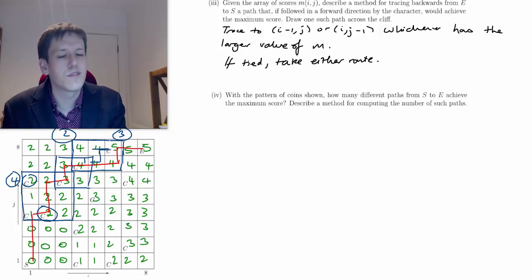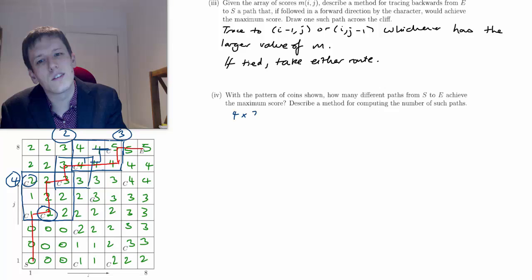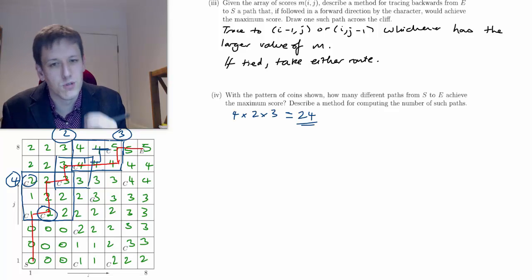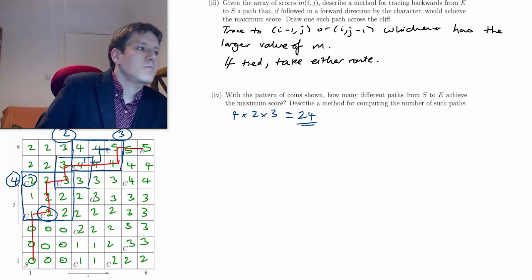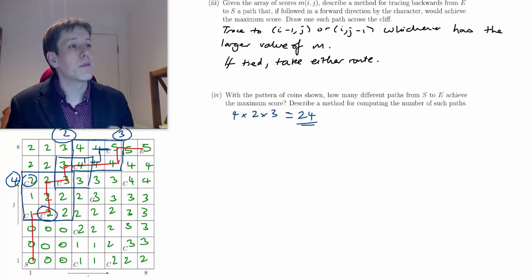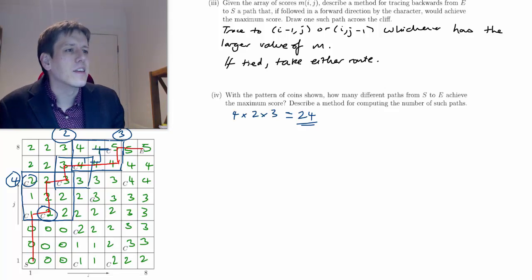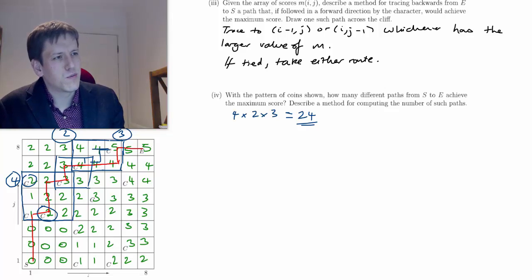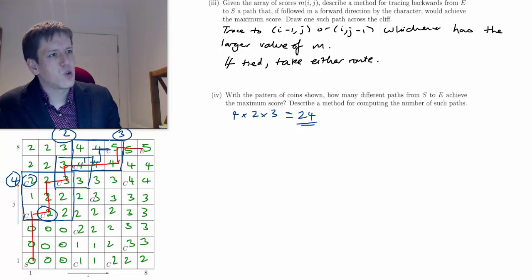So the basic answer to the first part of this question is that it's 4 times 2 times 3, which is that there are 24 routes. Okay. Now, that's fine for this particular pattern of coins. I can just show that, and you might be able to describe a method like this in a slightly more general way.